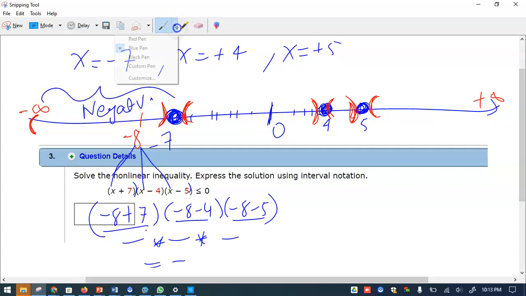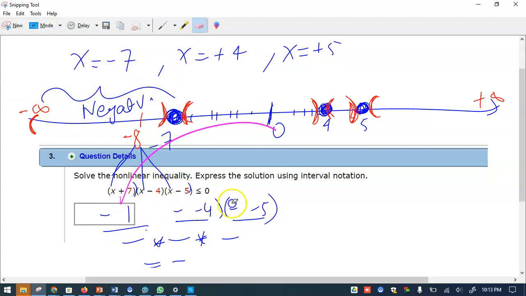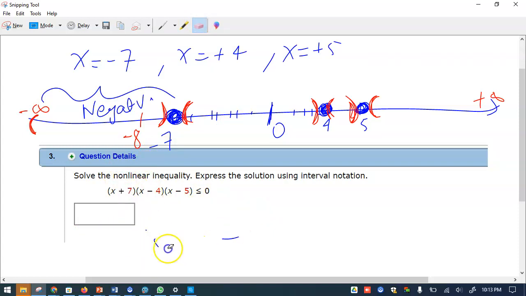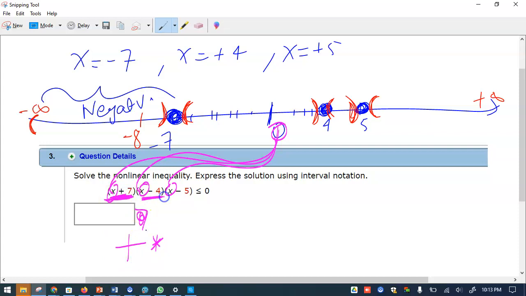If you plug in 0 over here, you put 0 here and 0 here. So what you get is 7, so what's remaining is there's a plus. So this is 0, 0, 0, so this is going to be +7. So positive multiplied by this is going to be -4, so negative, and then this is -5, so negative. So there are two negatives that will make it positive.